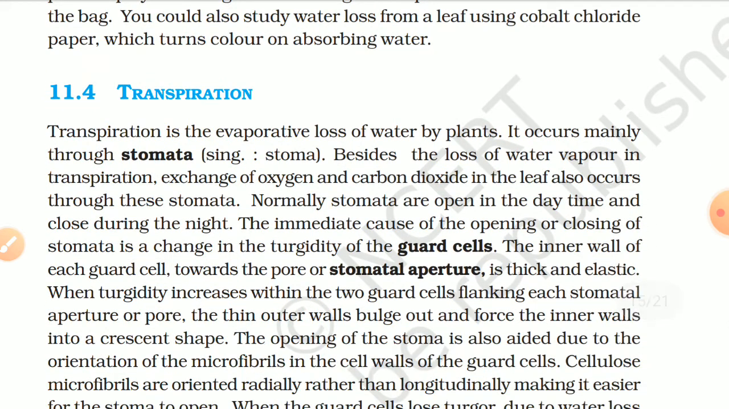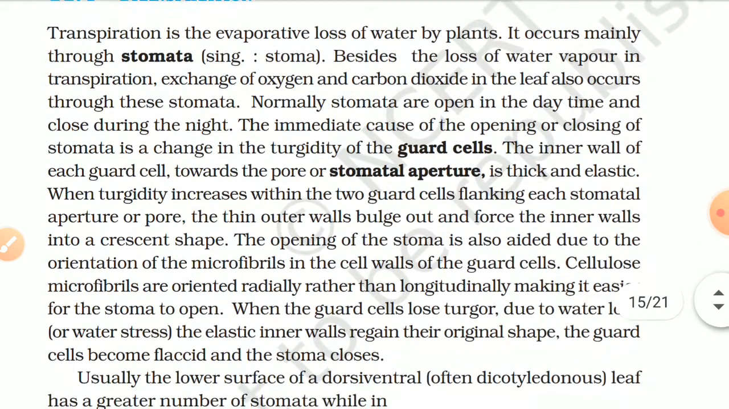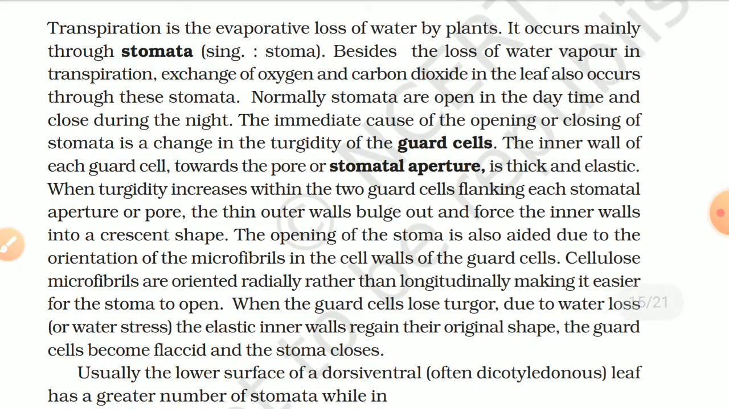11.4 Transpiration. Transpiration is an evaporative loss of water by plants. It occurs mainly through stomata. Besides the loss of water molecules in transpiration, exchange of oxygen and carbon dioxide in the leaves also occurs through these stomata. Normally, stomata are open in the daytime and closed during the night. The immediate cause of the opening or closing of stomata is the change in turgidity of the guard cells.